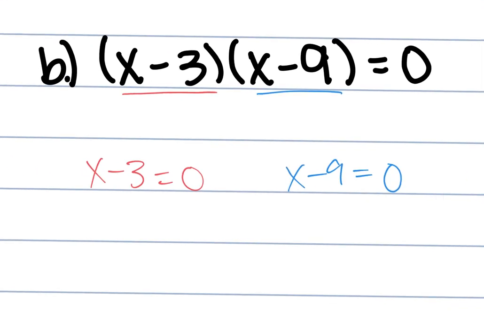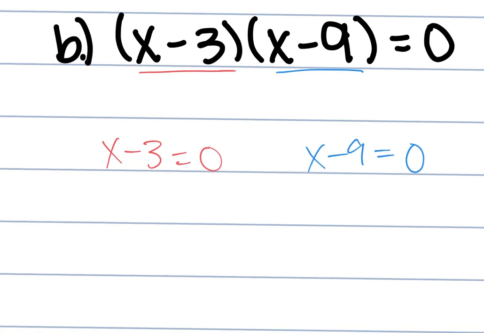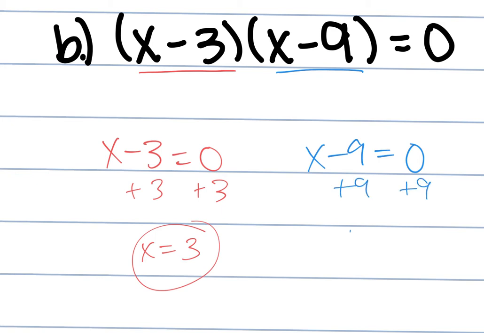So, how do we solve x minus 3 equals 0? Cody? Add 3 to both sides. X equals 3. How do we solve x minus 9 equals 0? Cody? Plus 9. Yeah, you add 9. So x equals 9.